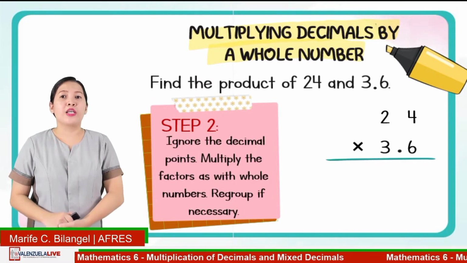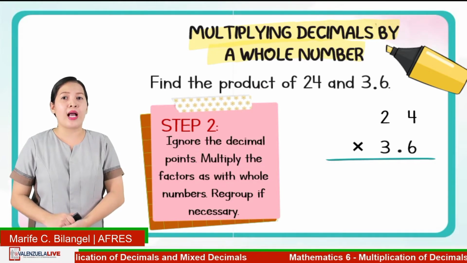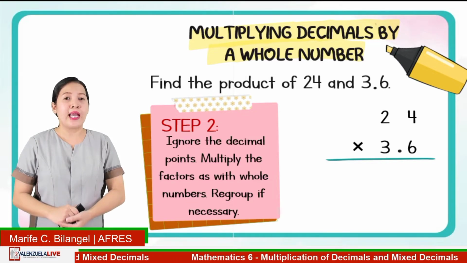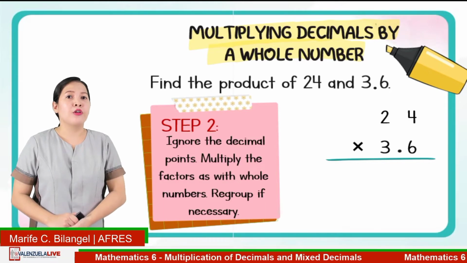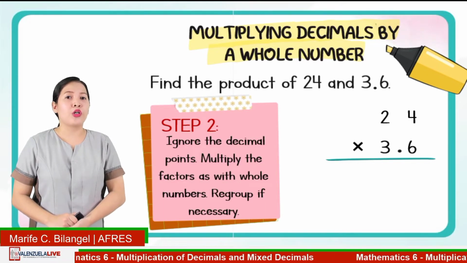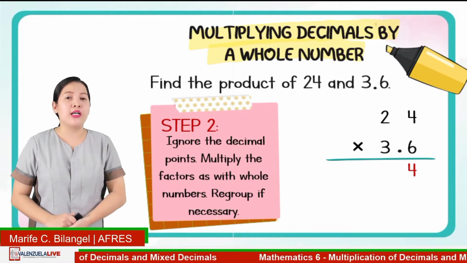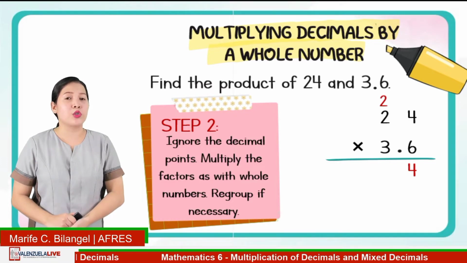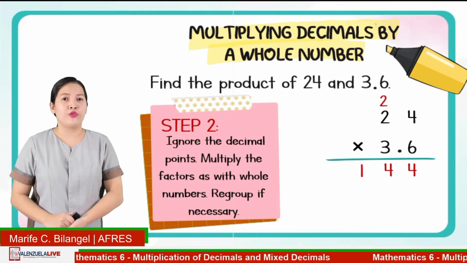Step 2, ignore the decimal points. Multiply the factors as if you are multiplying whole numbers. Then regroup if necessary. Let us multiply 4 times 6. 4 times 6 equals 24. Write down 4, regroup 2. 2 times 6 equals 12 plus 2, that is equal to 14.